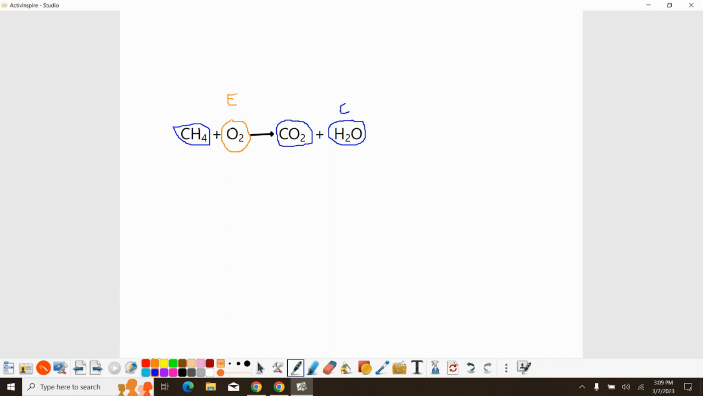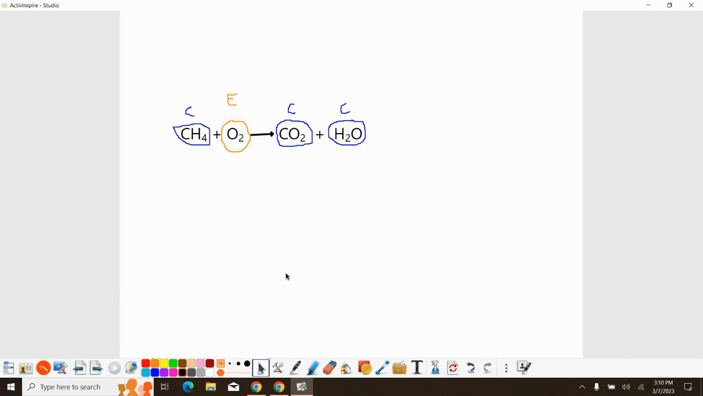And again, a single replacement reaction has one element and one compound on both sides of the arrow. So while my reactant side works, my product side does not. The definition of a double replacement reaction is you have 2 compounds on each side of the arrow. And again, my product side works, but my reactant side doesn't. This does not fit either definition.